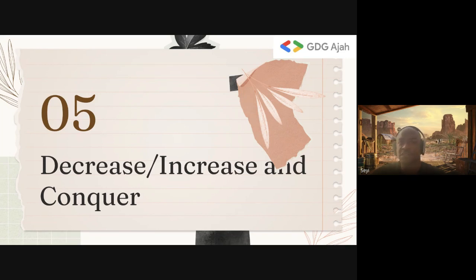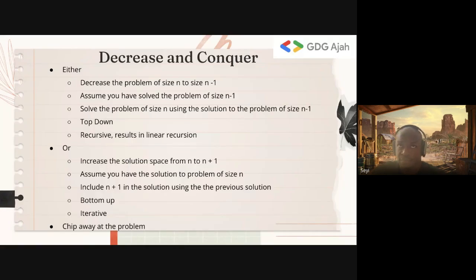So move into decrease or increase and conquer. Now, how does this work? There are two ways you can do it. Like I said, you can either decrease the problem size or you increase the solution size. If you decrease the problem size, you decrease the problem from size n to size n minus 1. Now, you assume that you solved n minus 1, and then you solve a problem of size n using the solution of the previous.